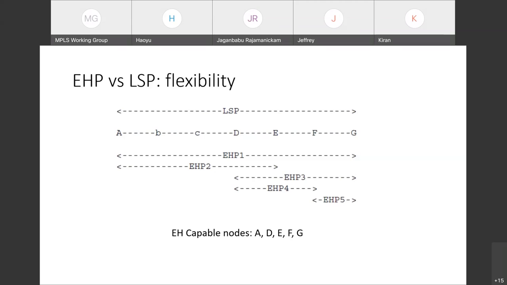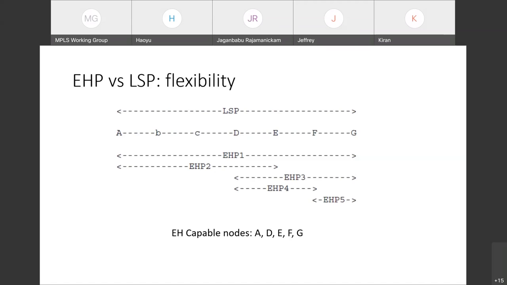Hey, I have two questions on the slide before you move on. The first is, how do you indicate to a node, let's say D, that it should process EH1 but not EH2? So basically, selectively process EHs. That's question number one. Question number two: how do you instruct E, for example, to pop only EH2 and leave EH1? It's the endpoint of EH2, but it removes EH2 and keeps EH1. Those are the two questions.